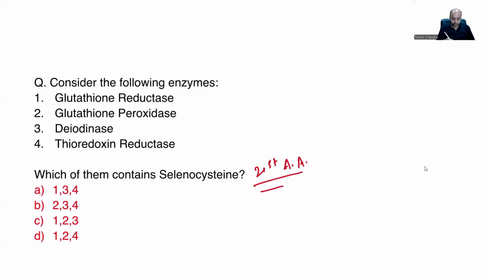What you have to remember here is that the selenocysteine is present in glutathione peroxidase, it is present in the 5-deiodinase, it is present in the thioredoxin reductase. So a lot of enzymes where the selenocysteine is present. In this given list, your answer should include 2, 3, and 4, which is option number B.